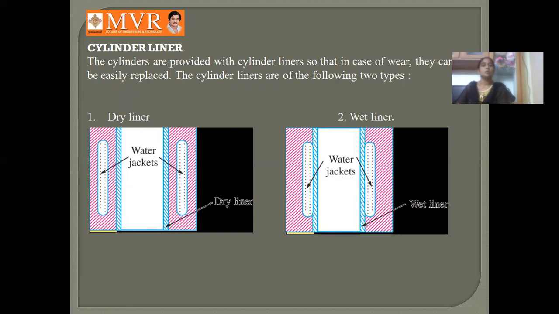The cylinder liners are provided with the cylinder so that in case of wear they can be easily replaced. The cylinder liners are of two types. One is a dry liner, another one is a wet liner.